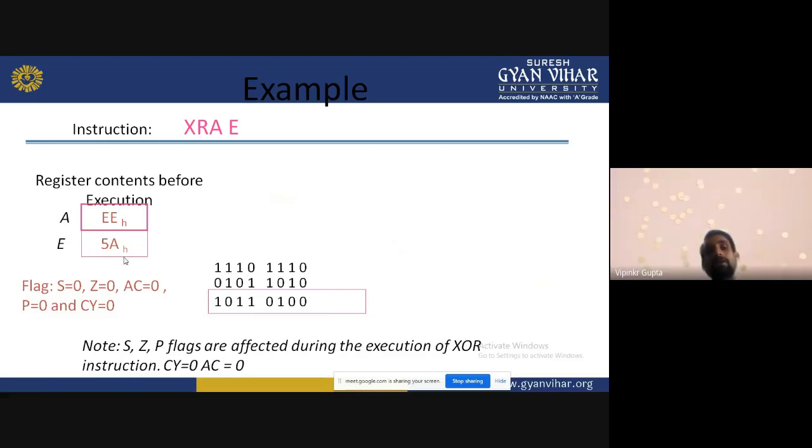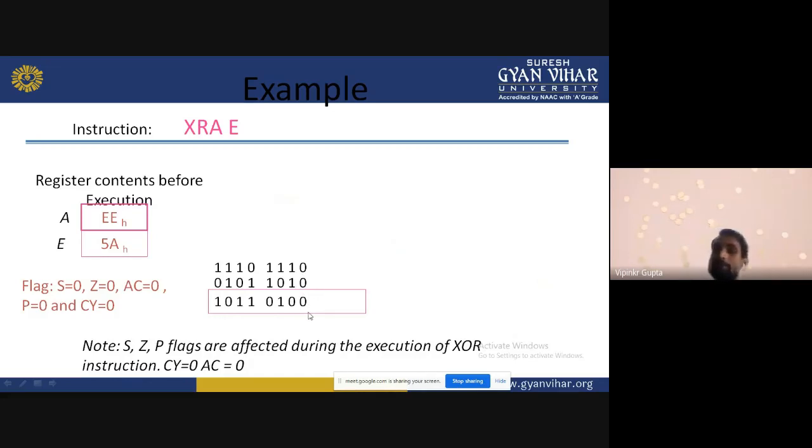Then we convert 5A into a binary number. The equivalent of 5 is 0101 and the equivalent of A is 1010. Now we are doing the XOR operation. So what is the XOR operation? When both the inputs are in different states, only then is the output 1. Otherwise the output is 0. So 0 XOR 0, when both inputs are in the same state, the output is 0.